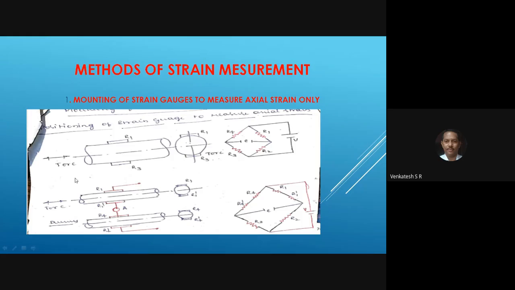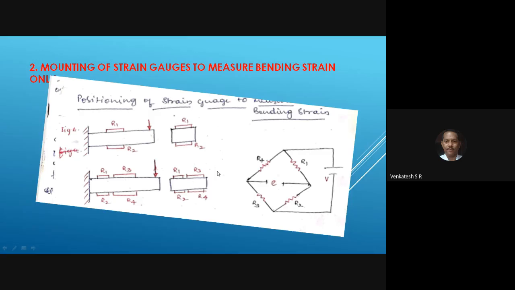Next, come to the point, positioning of strain gauges to measure bending strain. Which type of beam is this? All of you observe here. Is it a simply supported beam or cantilever beam? This is a simply supported beam. Fix the electrical resistance strain gauges opposite to each other. This is R1 and this is R2.